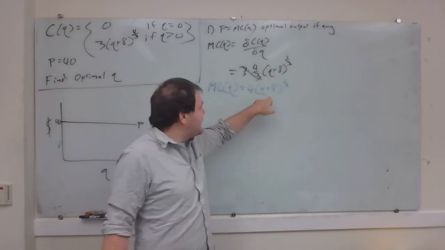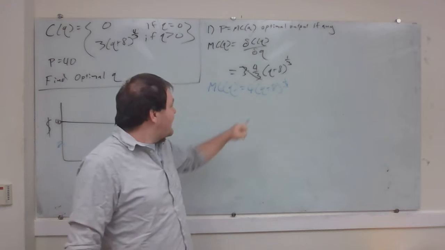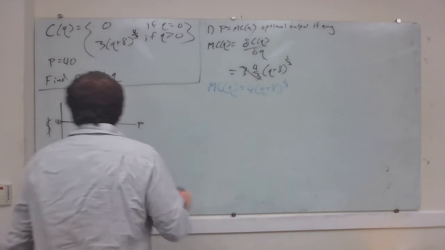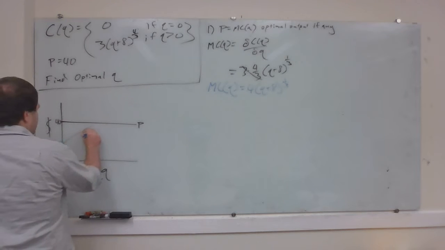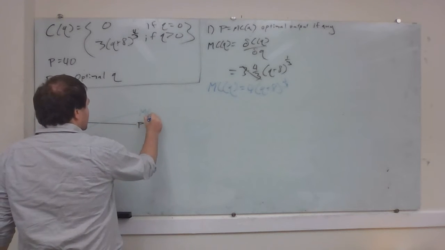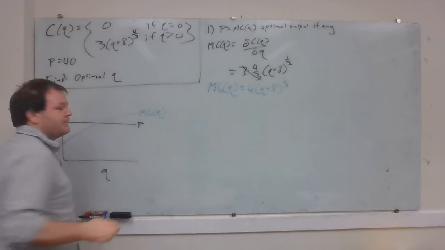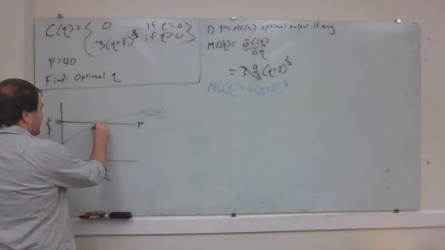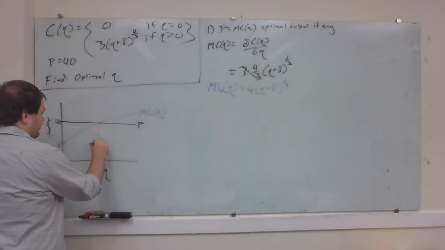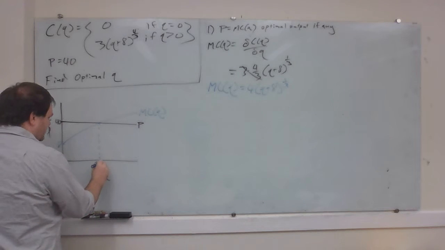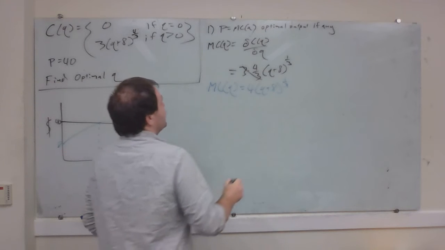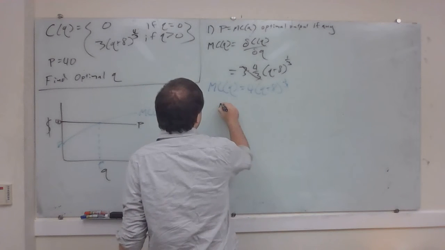The other thing you notice is that this thing is upward sloping. The higher Q is, the higher Q plus 8 to the 1/3 is, the higher my marginal cost is. So I'm going to have some marginal cost curve like this. Does this make sense? When I set marginal cost equal to price, I'm going to be finding a Q right here. Beautiful. Okay, so let's do it. So we're going to say marginal cost equals price.